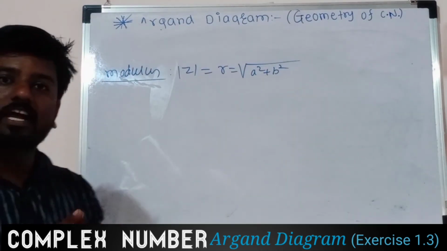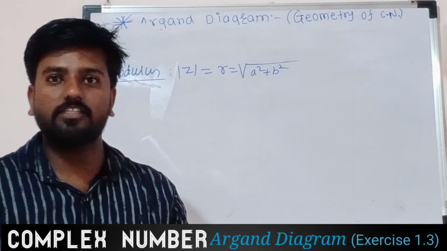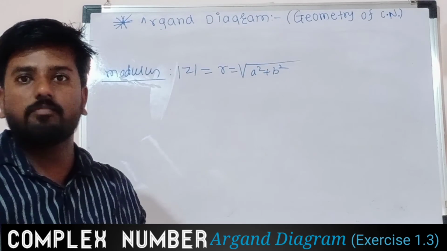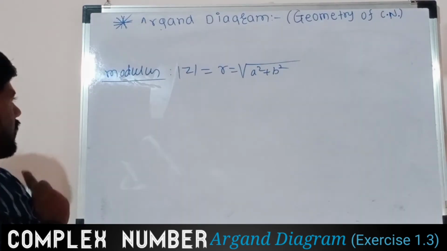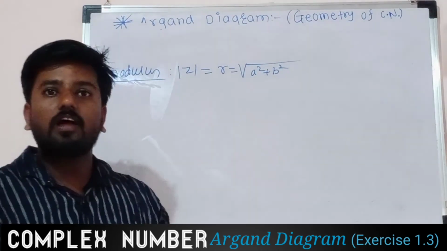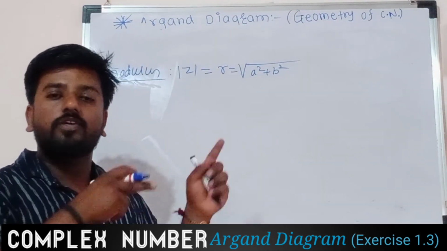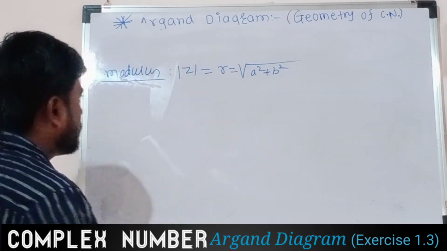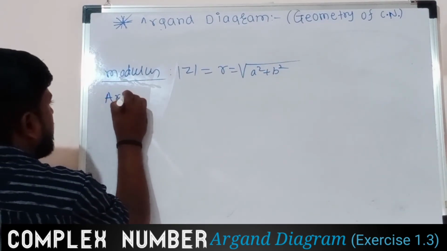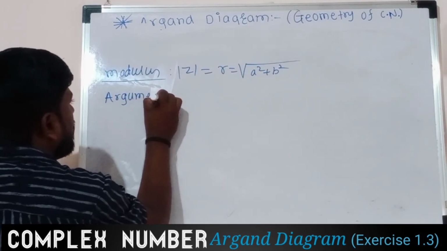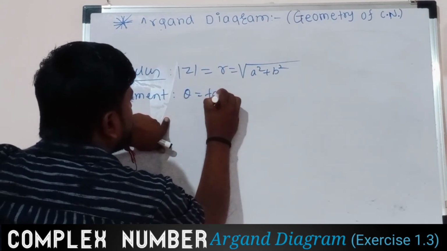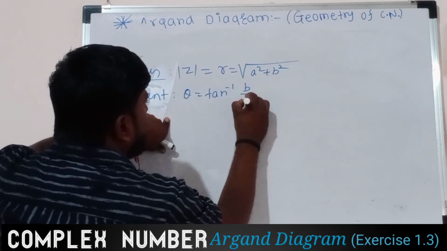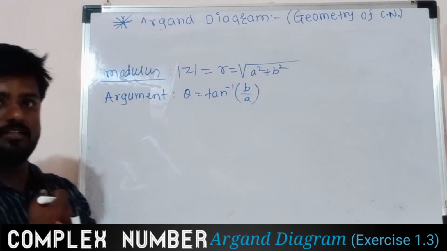So students, after that we have seen the argument of a complex number, and the argument of a complex number is nothing but the amplitude of the complex number, and the amplitude is nothing but the angle made by the modulus with the positive x-axis, right? So the argument is nothing but theta, and theta equals tan inverse b upon a, right students?